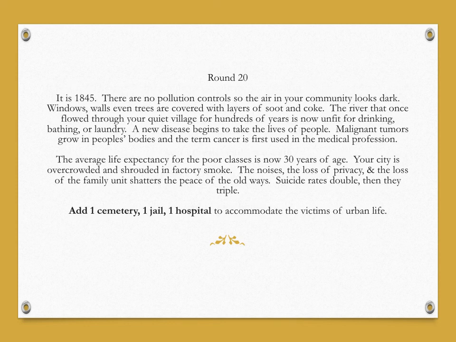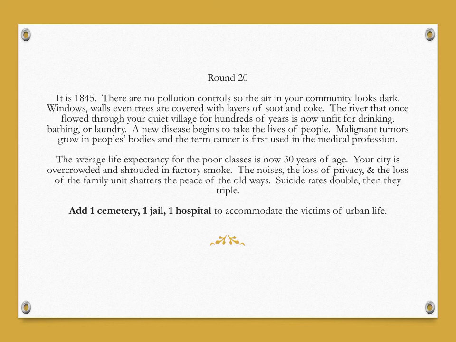It is 1845. There's no pollution control, so the air in your community is dark. Windows, walls, even trees are covered with layers of soot and coke. I hope you know what soot is. Ashes. If you've ever burned wood, that ash that is left when you're done flies into the air and is called soot, and it's grimy and disgusting. The river that once flowed through your quiet village for hundreds of years is now unfit for drinking, bathing, or even laundry. The factories have been dumping waste into the rivers.